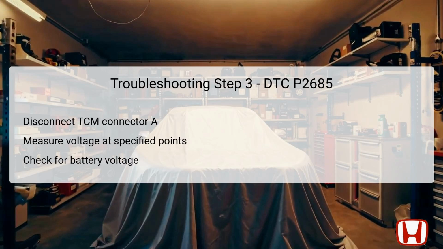The third troubleshooting step involves disconnecting TCM connector A, specifically a 23-pin connector. It is essential to perform this step safely to prevent any electrical damage. Using a multimeter, measure the voltage between test points, TCM connector A, number 8, and body ground. This measurement should be taken with the vehicle in the off-lock mode, ensuring accurate readings.